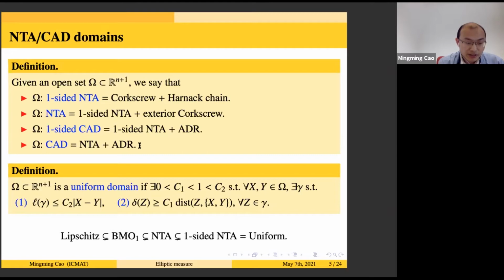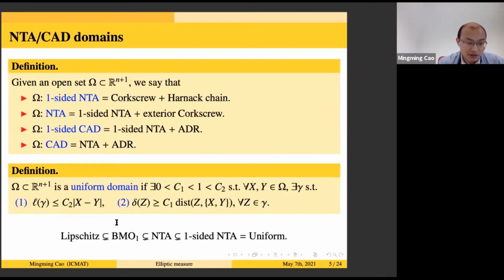We here give another notion. Omega is a uniform domain if there are uniform constants C1, C2 such that for any x, y in omega, one can find a good path gamma. The good path means that the length of gamma is comparable to the distance from x to y. Also, the second condition says that the path is not very close to the boundary relative to the distance from z to x and y. Okay, and actually, the uniform domain is equivalent to one-sided NTA domain. It was proved by Azzam, Hofmann, Martell, Nystrom, and Toro in 2017.